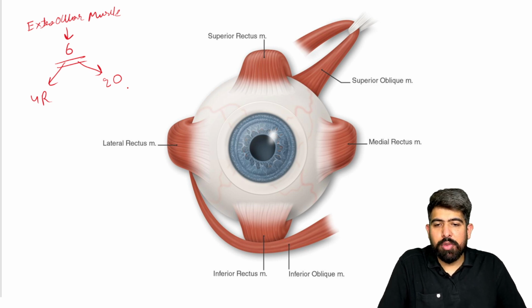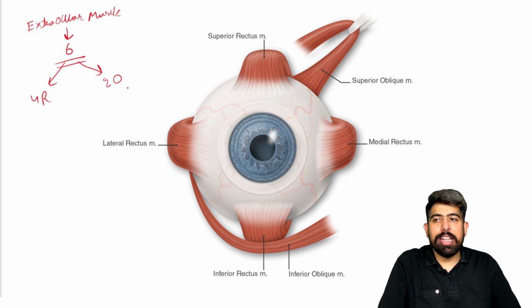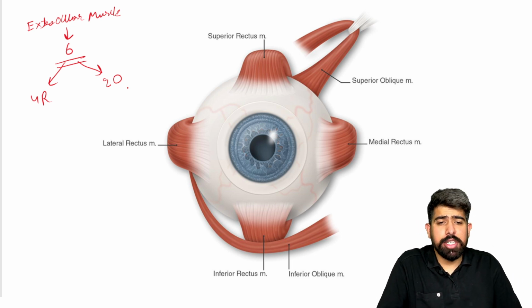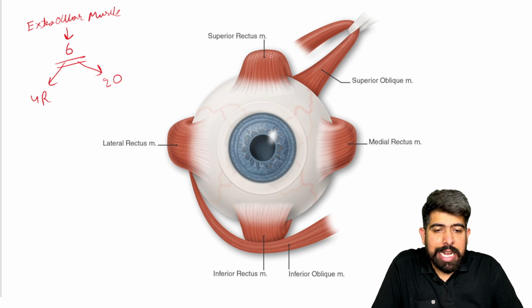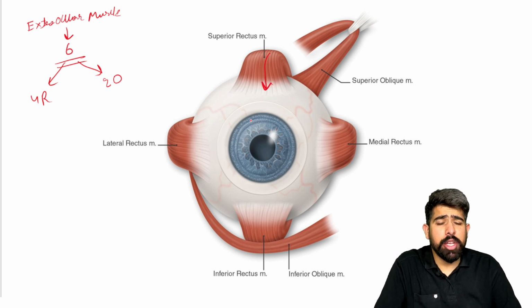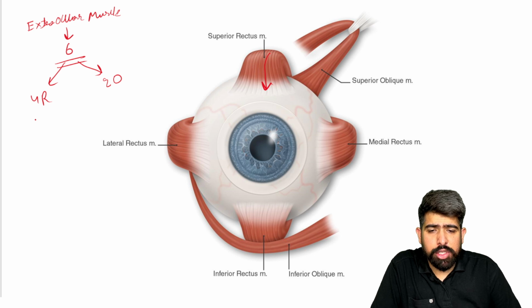If I talk about the rectus muscles one by one, these muscles make their insertion on your eyeball, and the name is the same only. The one muscle which is coming from the superior side and attaches superiorly to your eyeball is known as your superior rectus.